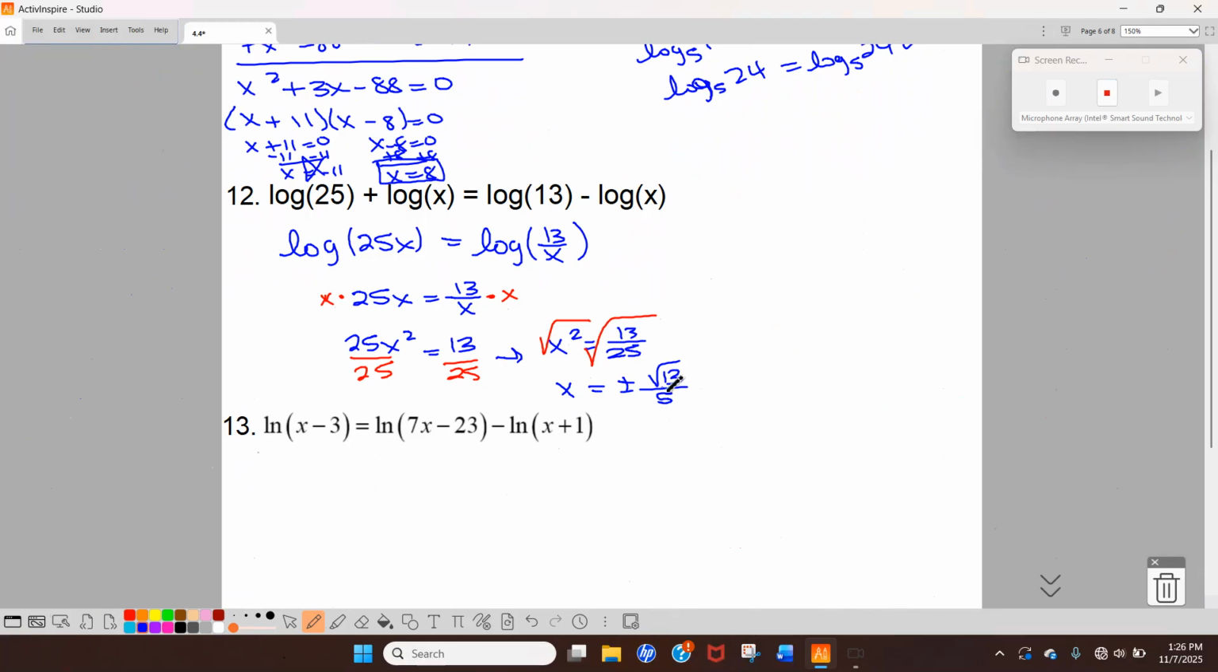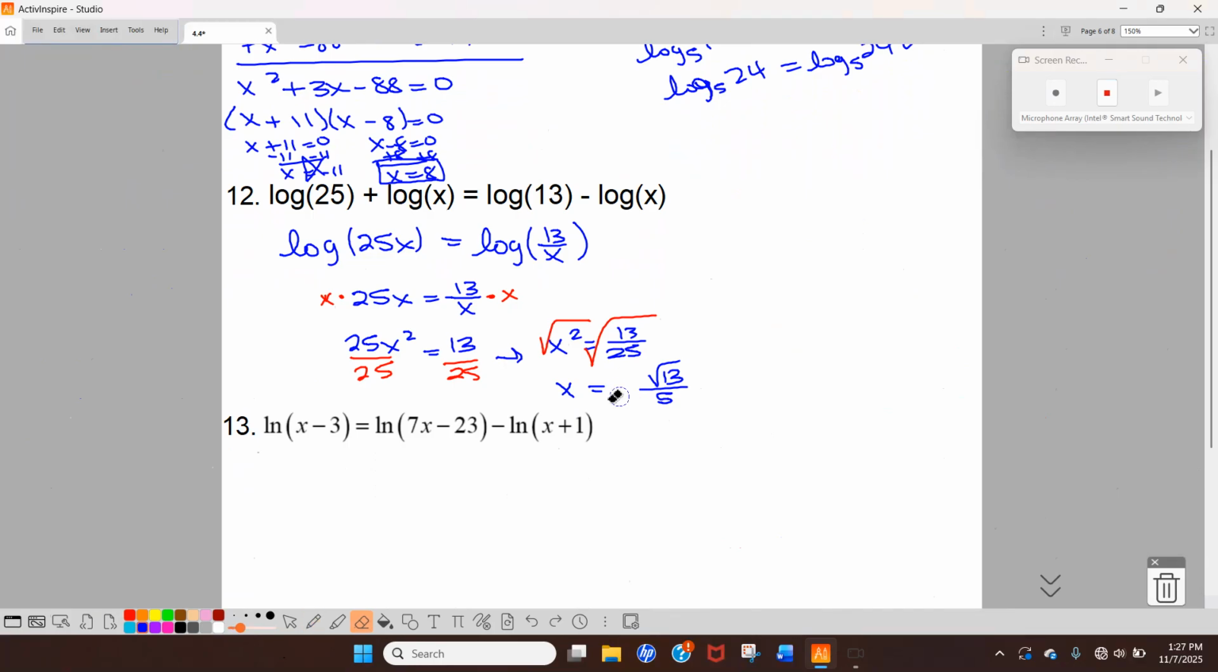If I take the positive of this, I'm not going to get a negative anywhere in my logs, so it's more than likely going to work. If I take the negative, then I can't take log of a negative, so we know the negative will not work. So I'm throwing out the negative and I'm keeping the positive.